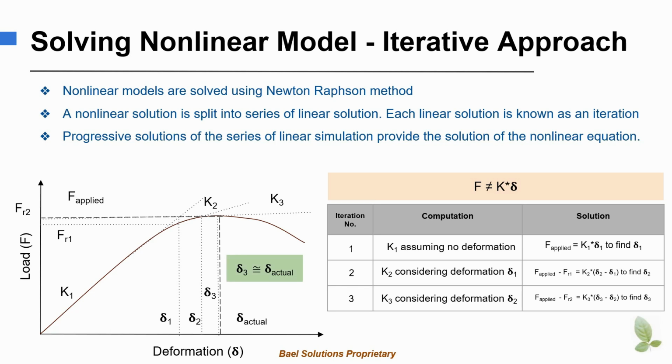This ends our iterative solution, as we get the results that closely match the actual results. The iterative solution, in this case, is said to be converged. The iterative solution is said to be converged when residuals, that is, the applied force minus the reaction force, is close to zero, or when incremental deformation, that is, the difference between the deformations in the subsequent iterations, is close to zero.